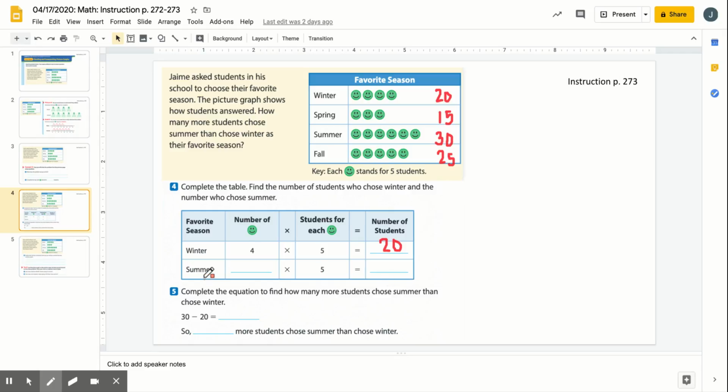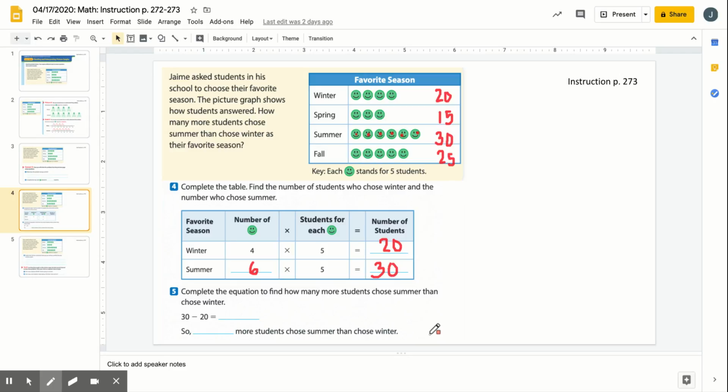For summer, again, it wants to know the number of smiley faces. So not how many students, but how many smiley faces. And there are 1, 2, 3, 4, 5, 6. So there are 6 smiley faces. We have to multiply that by 5 because according to our key, each green smiley stands for 5 students. So I know that 6 times 5 equals 30.